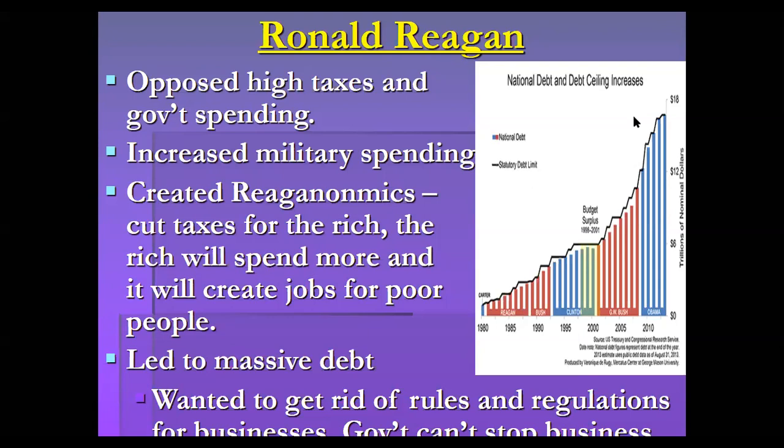So Reaganomics is very simple to understand. It's where you oppose high taxes and government spending. So you want the government to decrease and you want high taxes to decrease. There's one problem. The government spending never really decreased. In fact, during this time period, military spending increased a ton, and we'll talk about why that is.